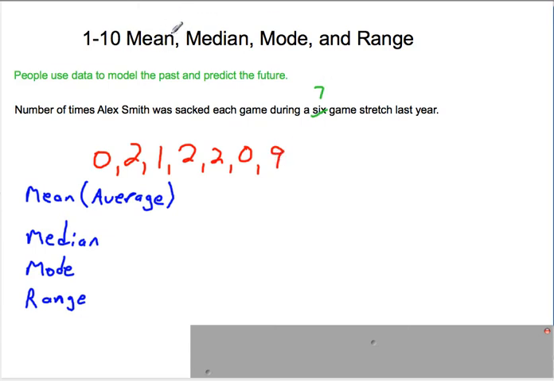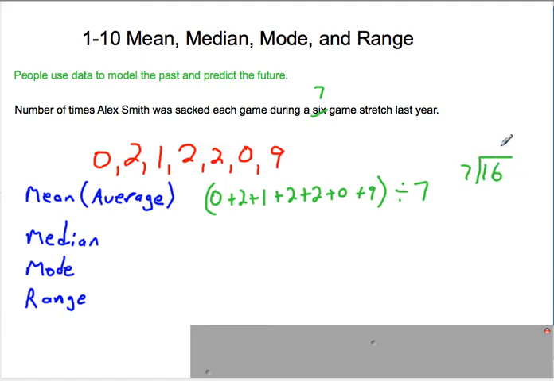So if we were asked to find the mean, or the average, of the amount of times he got sacked in those 7 games, we would need to add them up first. So we have 0 plus 2 plus 1 plus 2 plus 2 plus 0 plus 9. Then after that we divide by the amount of pieces of data there are, and there are here 1, 2, 3, 4, 5, 6, and 7. So when I add these up, I'm going to get 9, 10, 11, 12, 13, 14, 16. So we actually have 16 divided by 7 here.